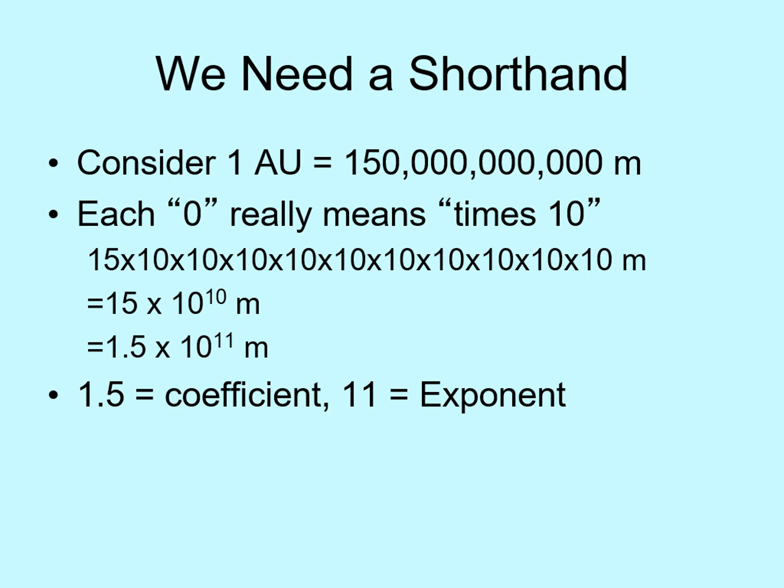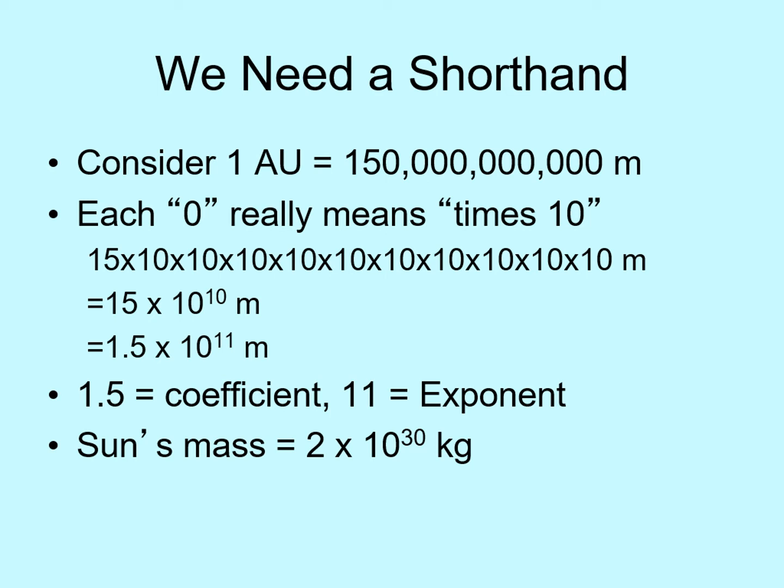Are you ready? Here's the answer. The mass of the sun is 2 times 10 to the 30th kilograms. Did you get it, and did you remember to include the units? If you didn't get the answer, go back and have another look at the number and the definition of exponents and make sure you understand how to get this one right.